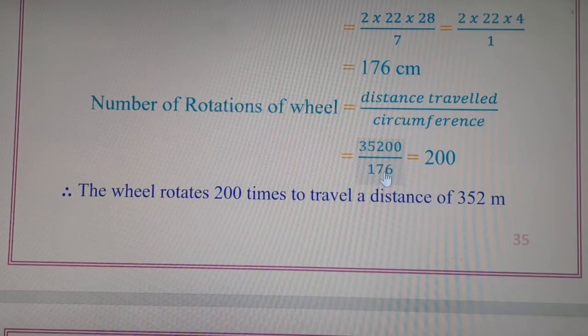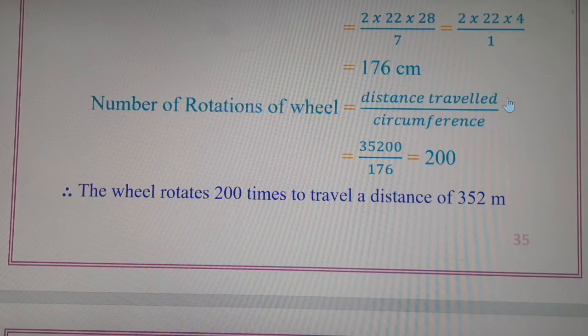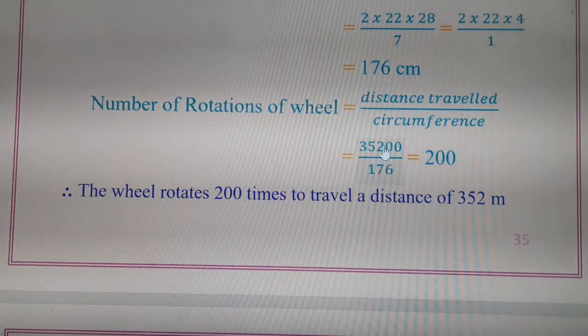If one unit is in meter and one is in centimeter, then our answer will be wrong. So children, when calculating, please check whether the units are same or not. Distance traveled was given as meter, 352 meter. So first we converted the distance into centimeter. 352 meters we converted into centimeter. 352 multiplied by 100, our answer will be 35,200 centimeter. So distance traveled is 35,200.